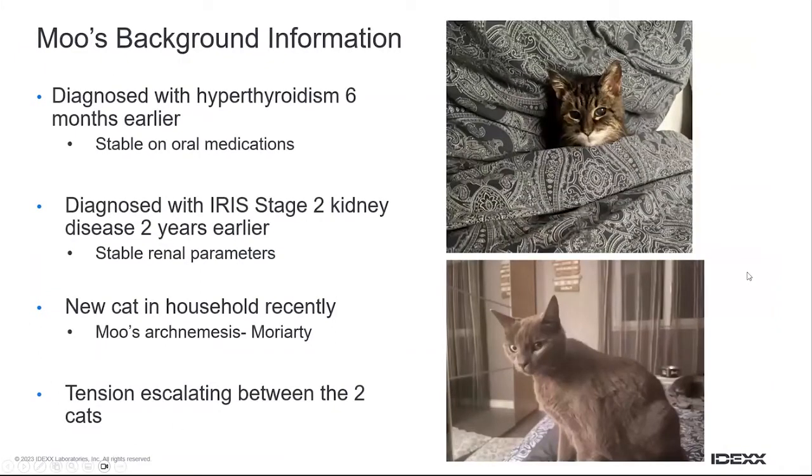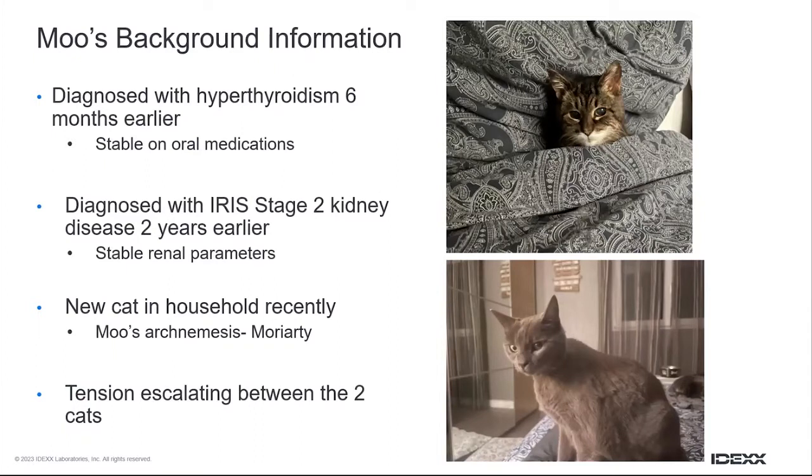So just for some background information, Moo was diagnosed with hyperthyroidism 6 months earlier, and she was currently stable on oral medication. Stable meaning that I'd measured T4 and it was within a good range, and she didn't have any particular signs of ongoing hyperthyroidism. She was also diagnosed with IRIS stage 2 kidney disease 2 years earlier, and her renal parameters were stable despite her downright refusal to eat a renal diet. So that was all going okay.